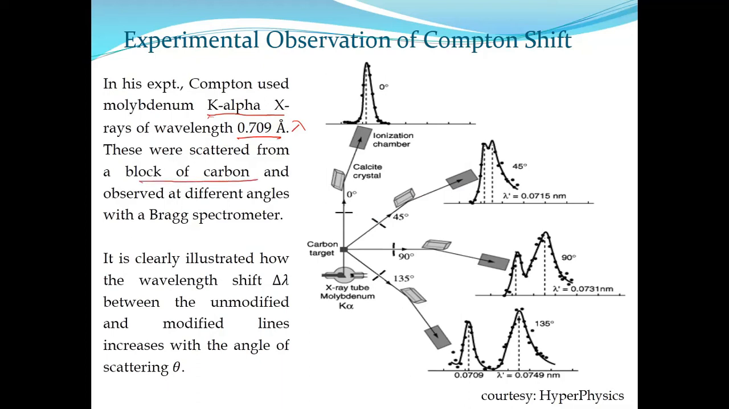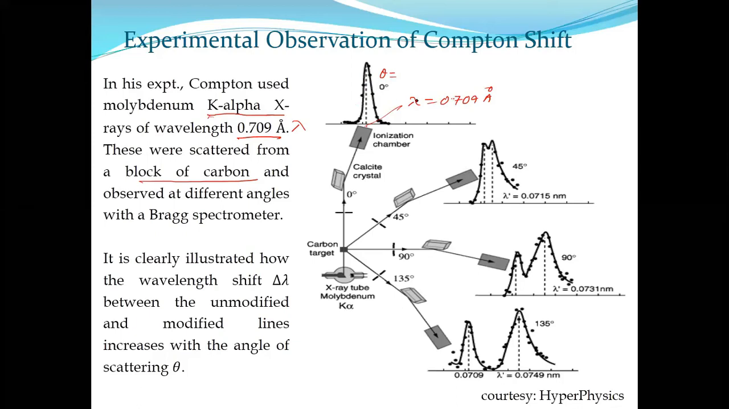And he measured the wavelength of the scattered X-ray at different angles. When the angle is 0, that means theta equals 0 degrees, it is expected that delta lambda will be 0. So we are getting only one wavelength. This wavelength corresponds to lambda, that is 0.709 angstrom.